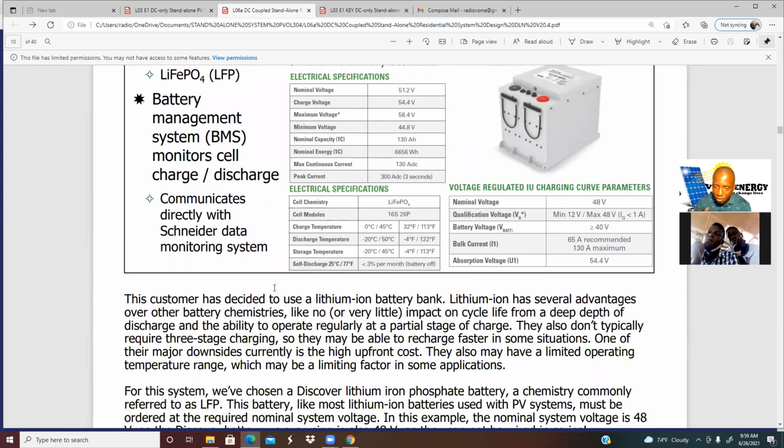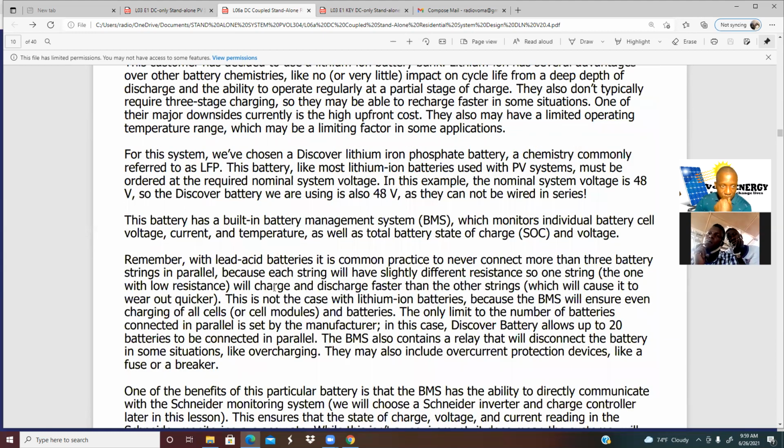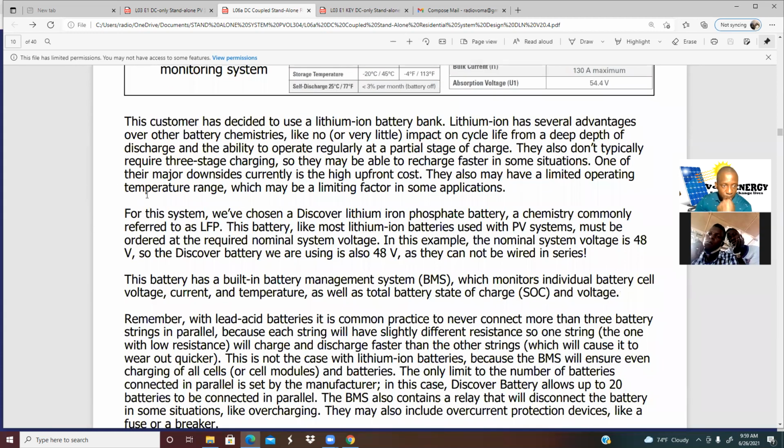In Liberia, we don't have much opportunity to use this battery for now, but we're getting there. We're recommending it now as we go forward. So let me read a little bit. For this system, we have chosen a lithium iron phosphate battery, a chemistry commonly referred to as LFP. This battery, like most lithium-ion batteries used with PV systems, must be ordered at the required nominal system voltage. In this example, the nominal system voltage is 48 volts, and so the battery we are using is 48 volts.